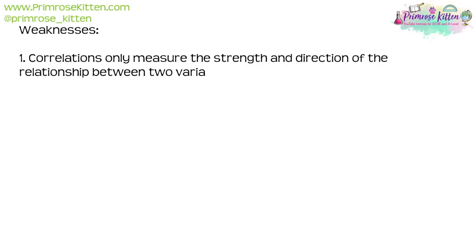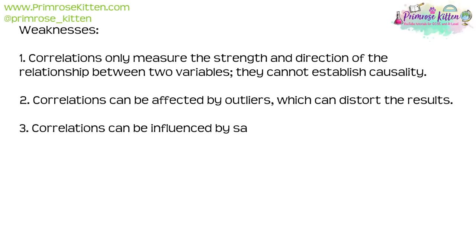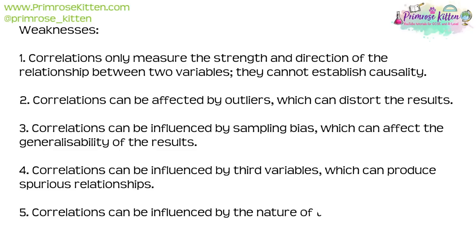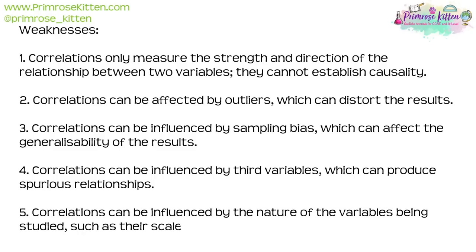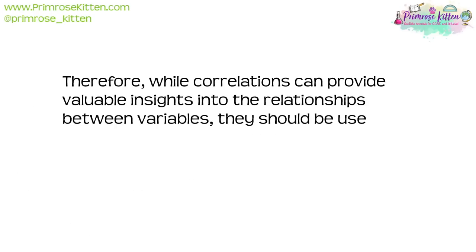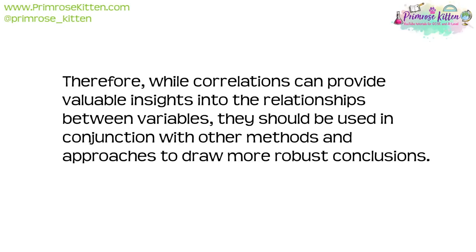The weaknesses of correlations. Correlations only measure the strength and direction of the relationship between two variables. They cannot establish causality. Correlations can be affected by outliers, which can distort the results. Correlations can be influenced by sampling bias, which can affect the generalizability of the results. Correlations can be influenced by third variables, which can produce spurious relationships. And correlations can be influenced by the nature of the variables being studied, such as their scale of measurement or their underlying distribution. Therefore, while correlations can provide valuable insights into the relationships between variables, they should be used in conjunction with other methods and approaches to draw more robust conclusions.